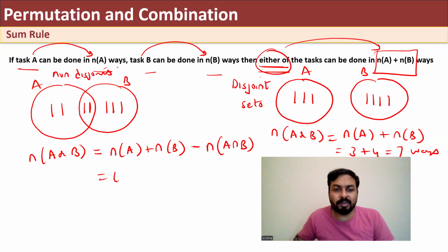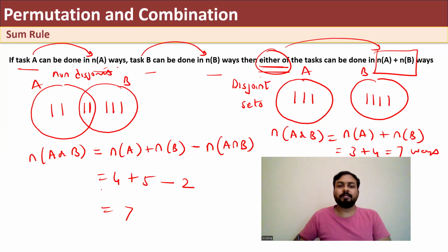Okay, so how many elements are there in A? 1, 2, 3, 4 elements are there. How many elements are there in B? 1, 2, 3, 4, 5. And how many are common elements between both the sets? 2. So 9 minus 2, 7. So if you see, there are 7 choices that I have. If I have to pick an element from either A or B, I have 7 choices.